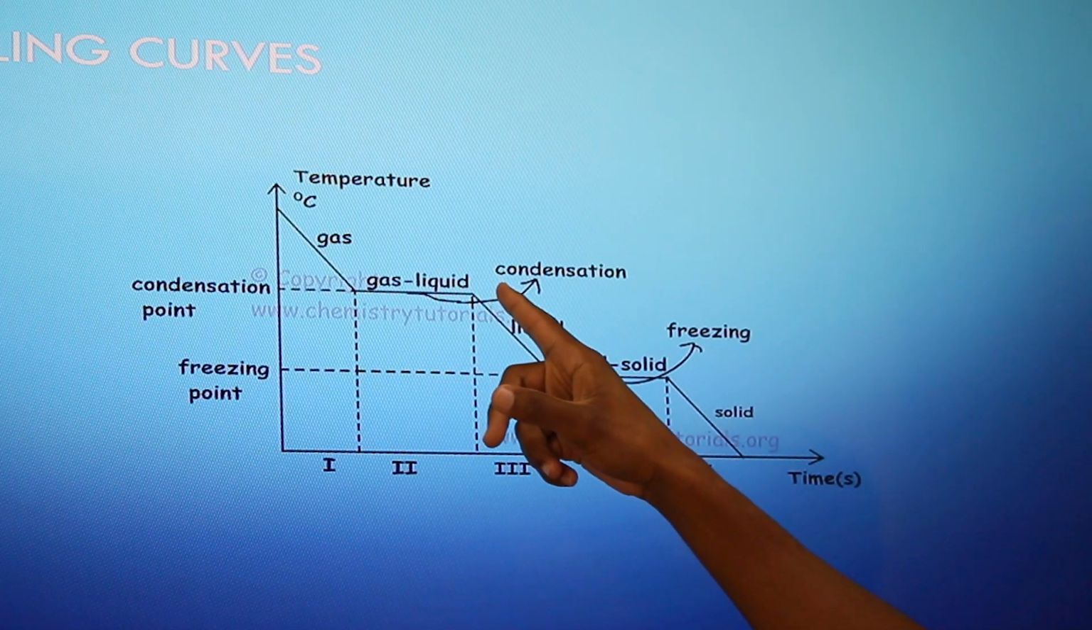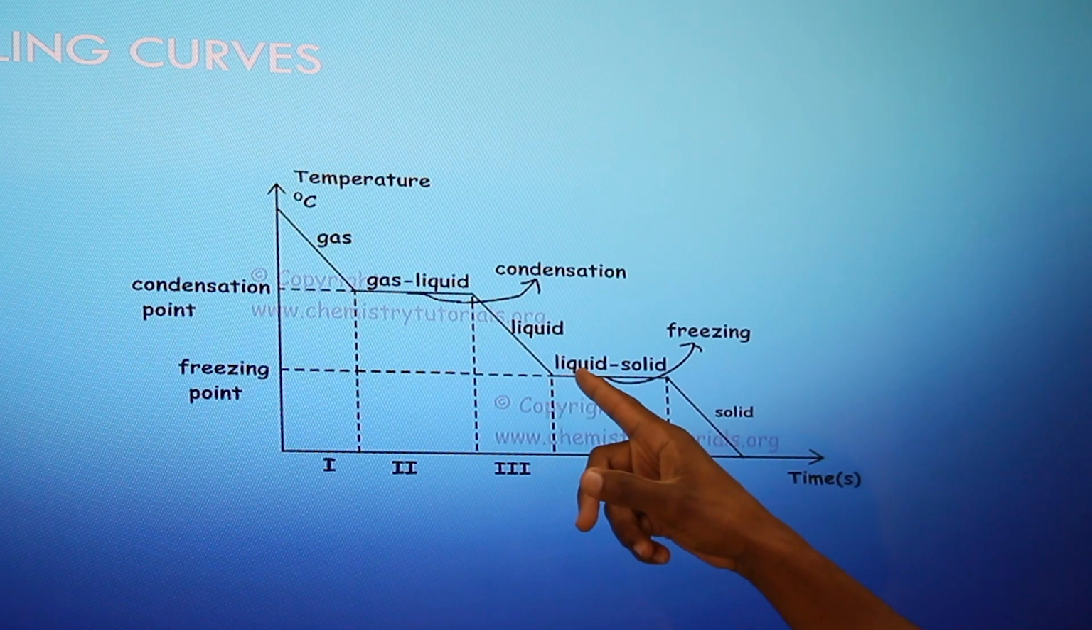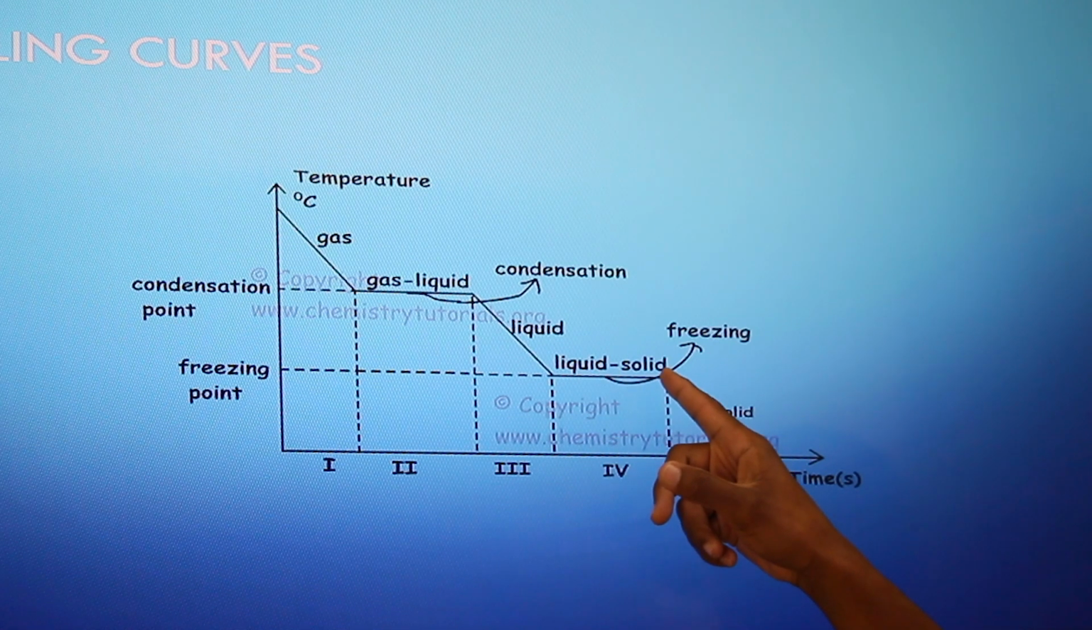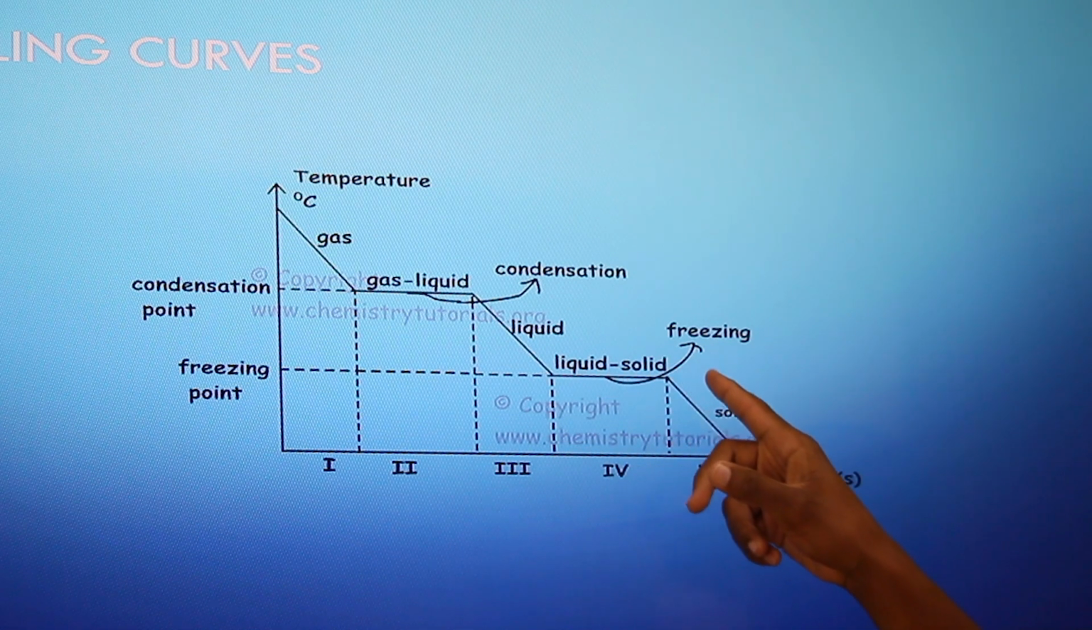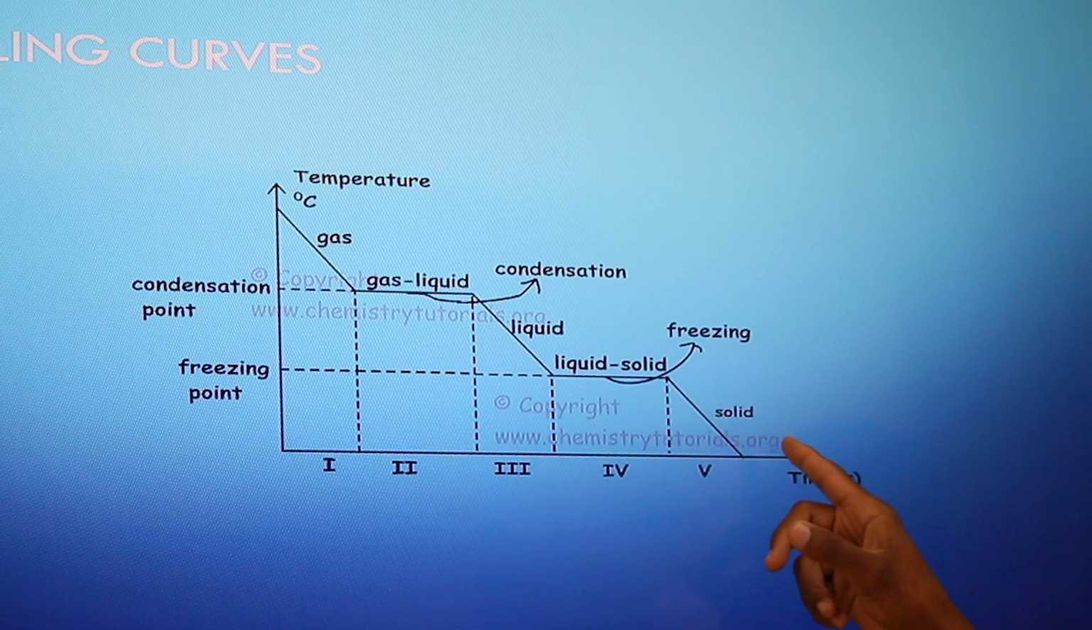And then as the liquid further cools, we come to a point where the temperature remains constant again and it moves from a liquid to a solid. This is known as the freezing point, and then the temperature further decreases as we have our solid.